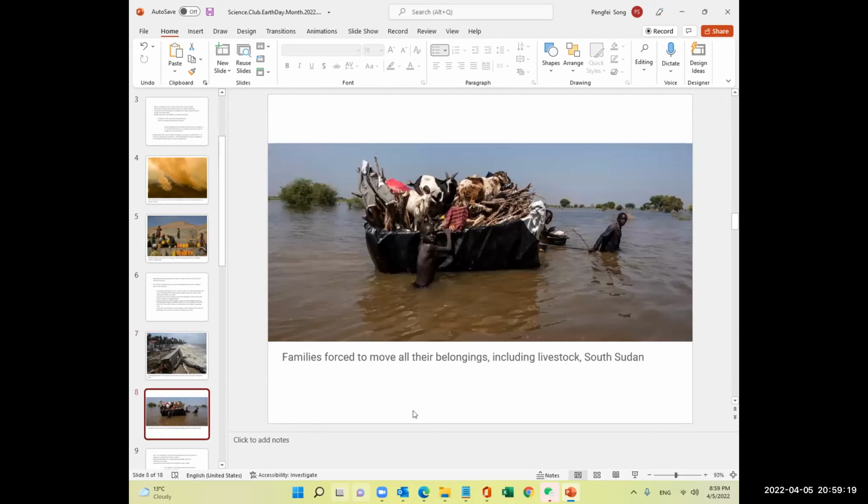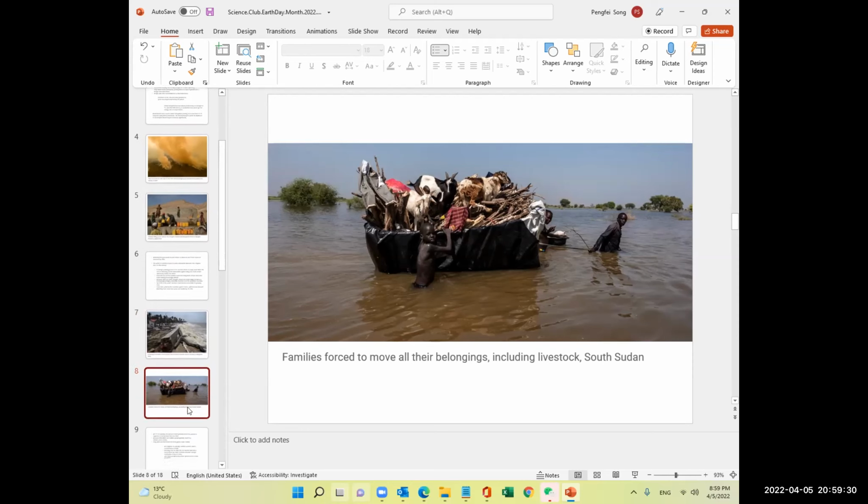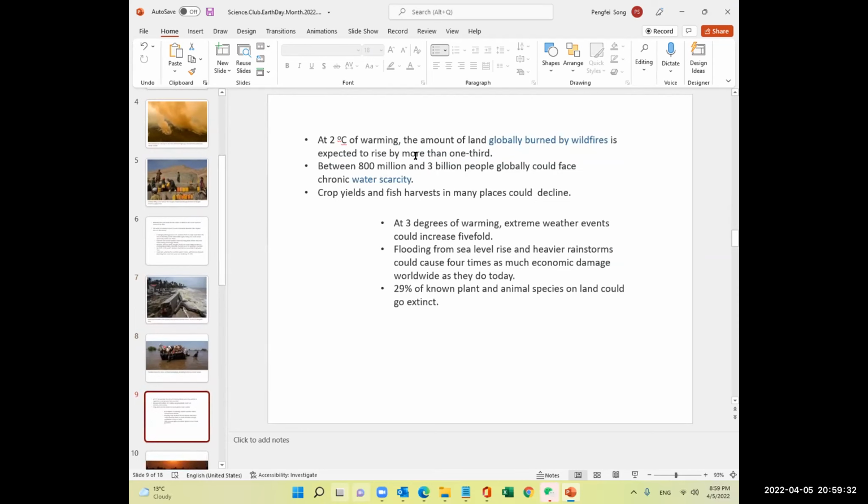Here you are looking at people moving all of their belongings after a severe flood in South Sudan. Like I said, achieving the 1.5 degree Celsius goal is really challenging. More realistically, we can probably keep the temperature to about 2 degrees Celsius.